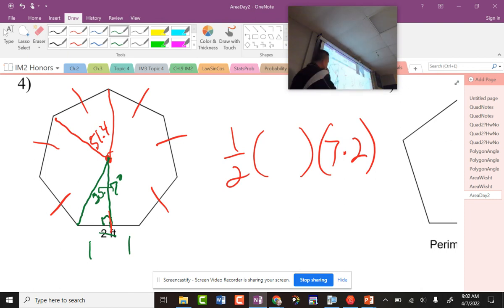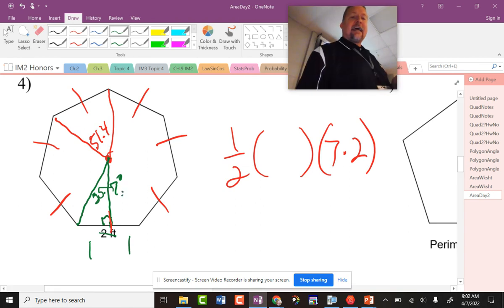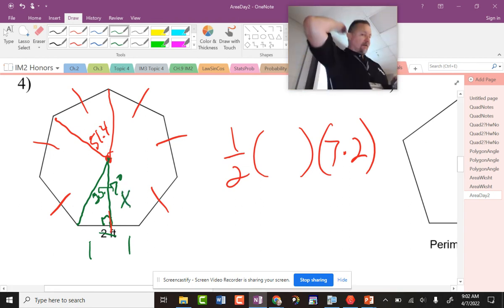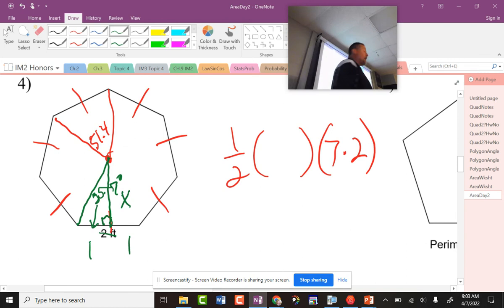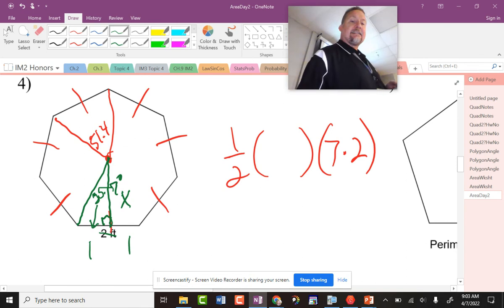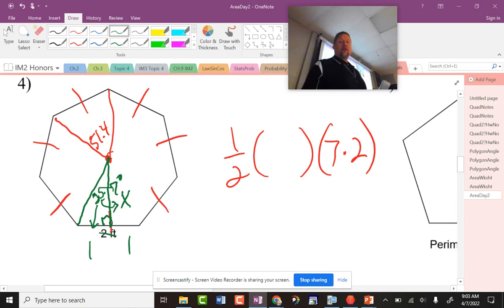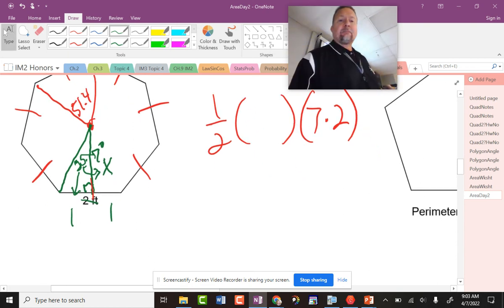All right. Okay, so I have to find the apothem. So we're going to call this X. This is what I got to find. All right, guys, what side is this? Opposite, adjacent, or hypotenuse? 3, 2, 1, go. Opposite. What side is this? 3, 2, 1, go. Adjacent. What deals with opposite and adjacent? Tan, or TOA. So you take tan of this angle measure.